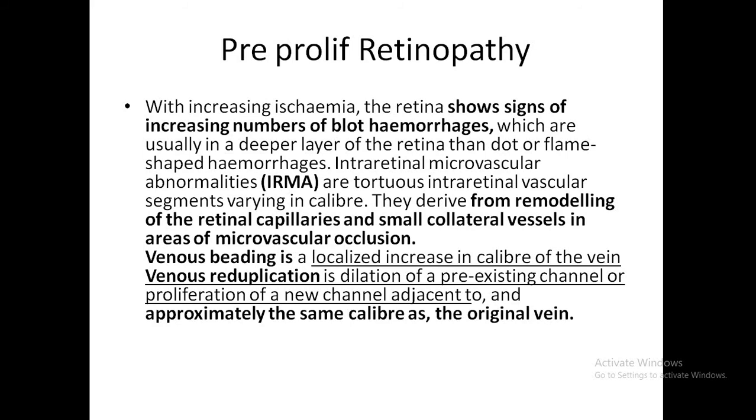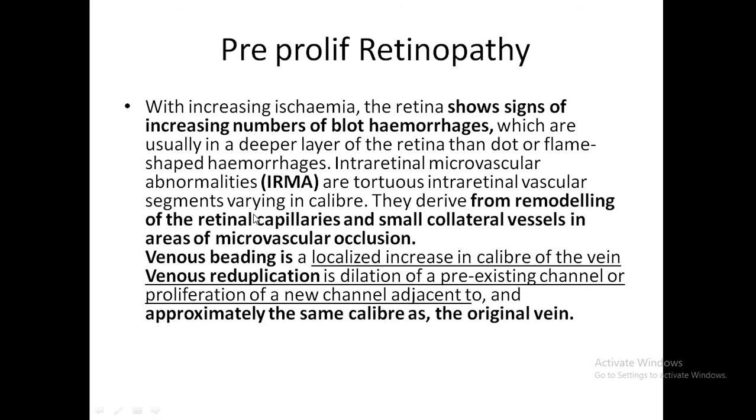Now coming to pre-proliferative retinopathy, as the ischemia increases, the retina will show increased numbers of blot hemorrhages, which are found in the deeper layer, and intraretinal microvascular abnormalities, the IRMAs, now become visible. They are tortuous intraretinal vascular segments varying in caliber, and these are derived from remodeling of retinal capillaries actually, and small collateral vessels develop in the areas of this microvascular occlusion.